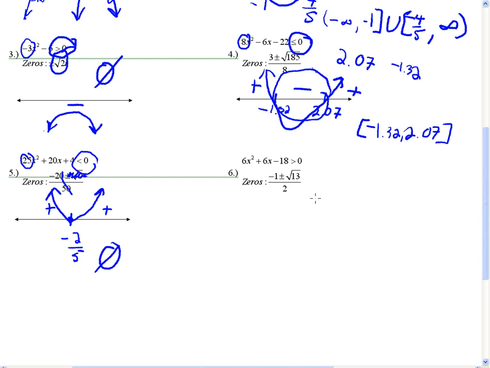Let's come over here to number 6. Again, we have irrational answers, so we want to approximate. Negative 1 plus the square root of 13 over 2 is probably about 1.3. And negative 1 minus the square root of 13 over 2 is probably about negative 4.6.